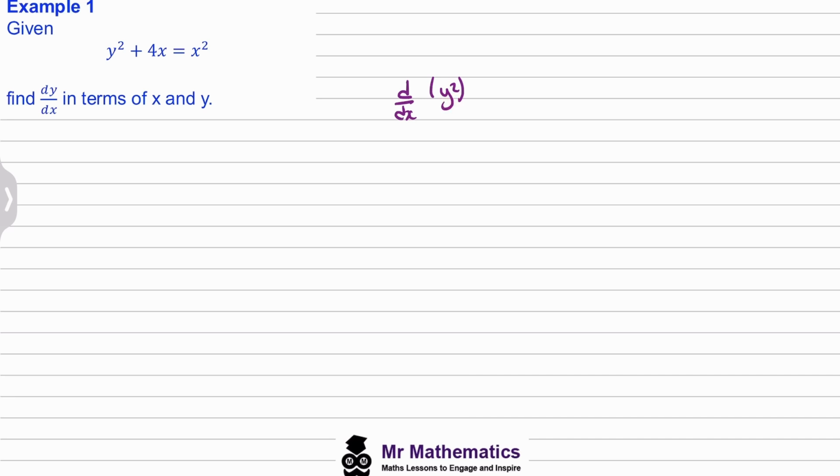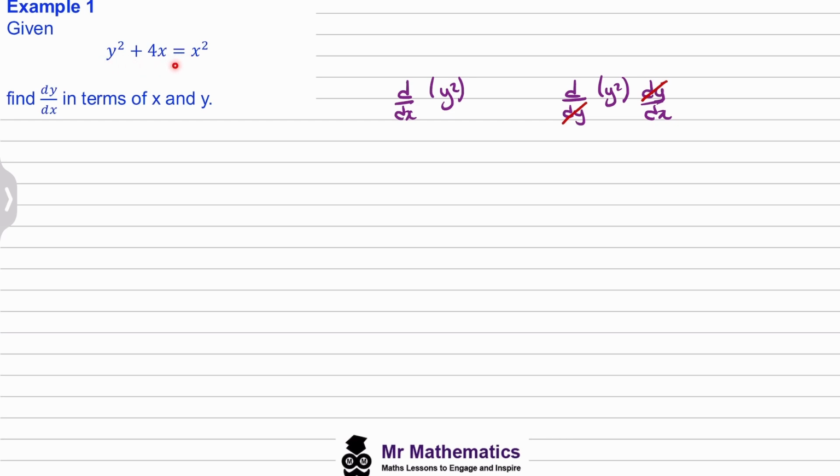But what we can do is find d by dy, so we differentiate it with respect to y, and then we multiply this by dy by dx, because what will happen is that these dy's will cancel, so we're left with d by dx of y squared, okay? And I'll show you how this works as we go through this example.